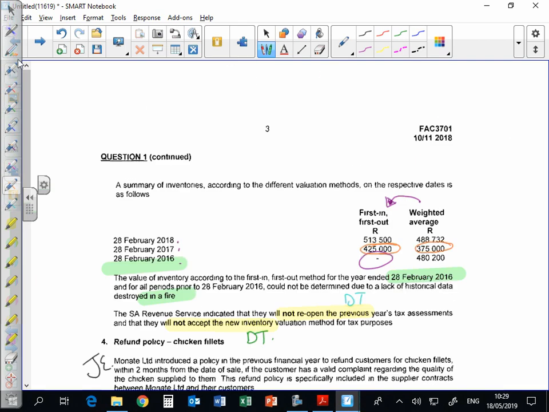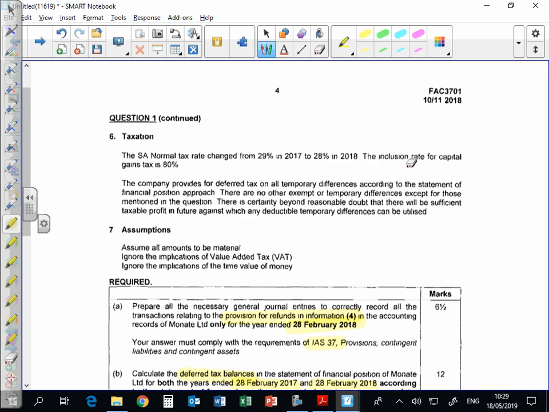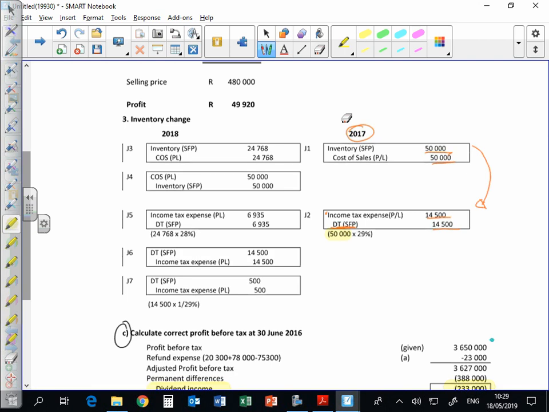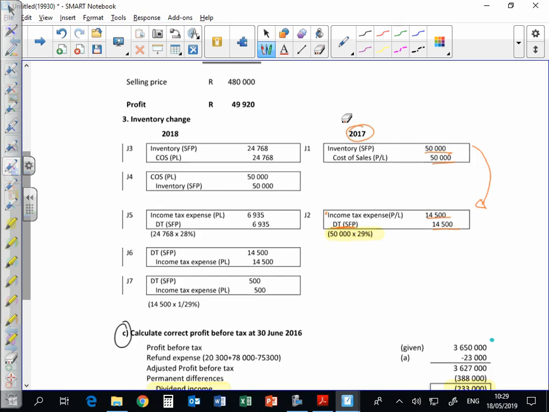Can I just quickly say why I did this at 29%? That is because the tax rate was 29% in 2017 and 28% in 2018. All right. So that is at 29% there. In 2018, we had an increase in inventory again. We went from 488,732 to 513,000. So we need to debit our inventory again and credit our cost of sales. The amount there is 24,768.